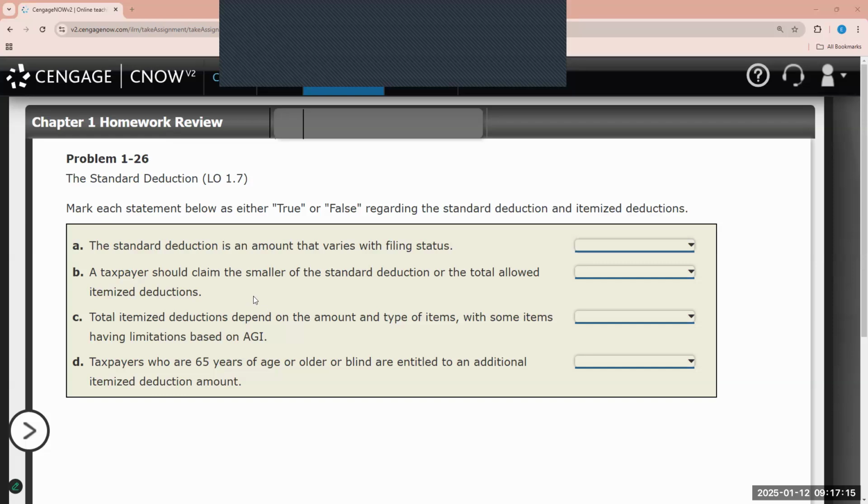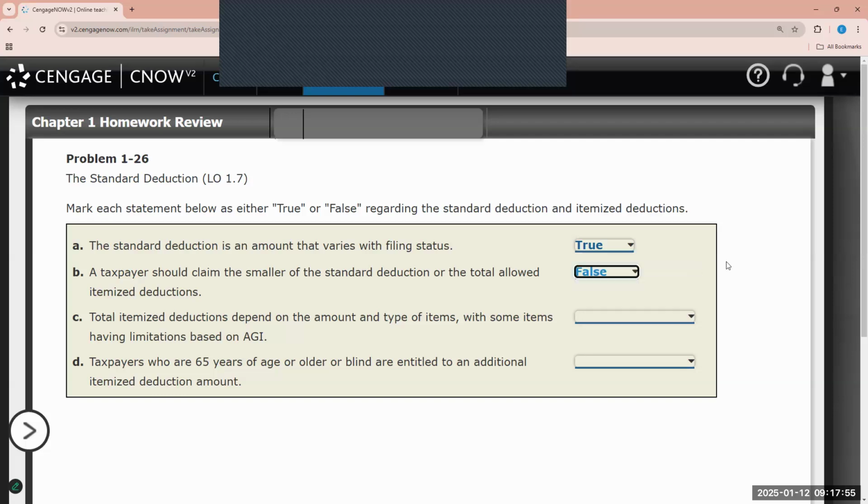Here it states, mark each statement below as either true or false regarding the standard deduction and itemized deductions. A states the standard deduction is an amount that varies with filing status. This is true. Depending on if you are single, married filing joint, head of household, etc., it varies. There's also an additional standard deduction based on your age and based on your vision, if you are blind or not.